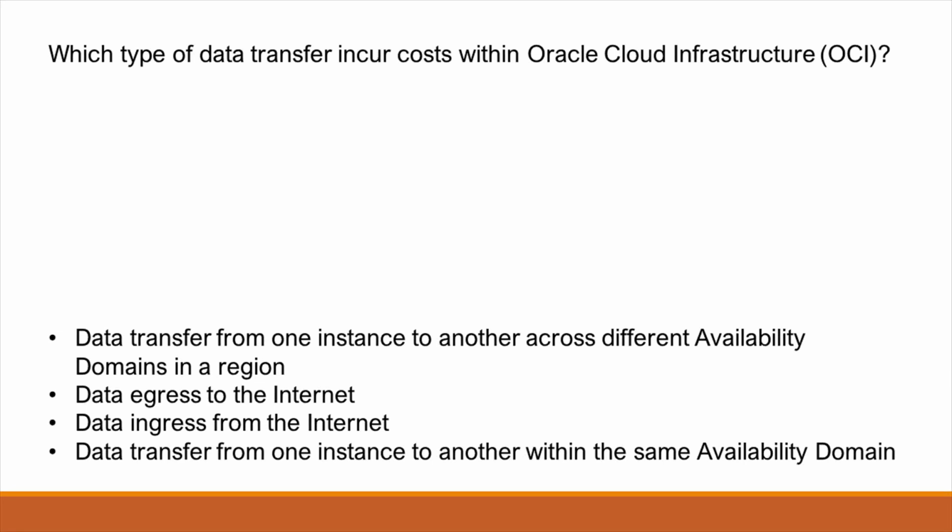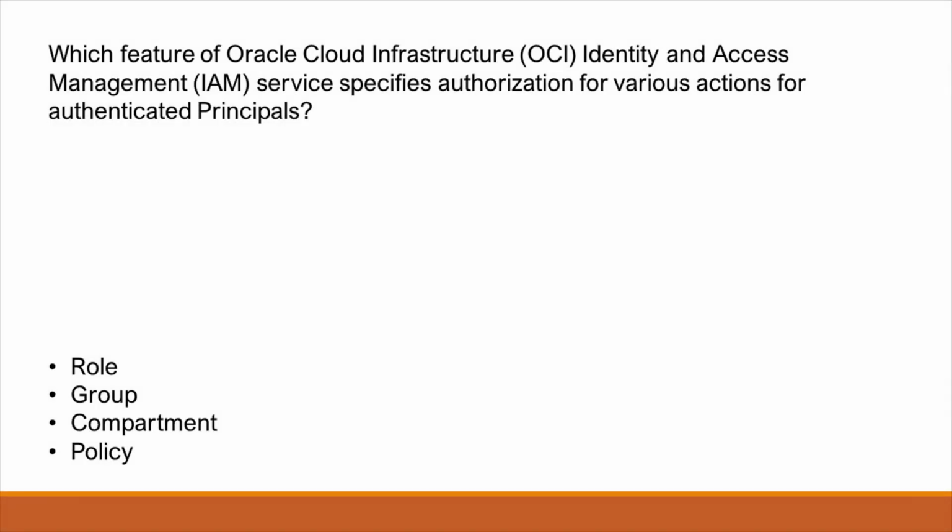Let's talk about this question: which type of data transfer incur costs within Oracle Cloud Infrastructure, OCI? Options we have for this question are: data transfer from one instance to another across different availability domains in a region, data egress to the internet, data ingress from the internet, data transfer from one instance to another within the same availability domain. Correct answer for this question is option 3, data egress to the internet, because rest other options data transfer is free in OCI.